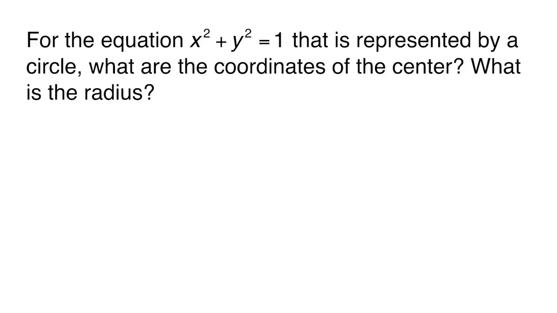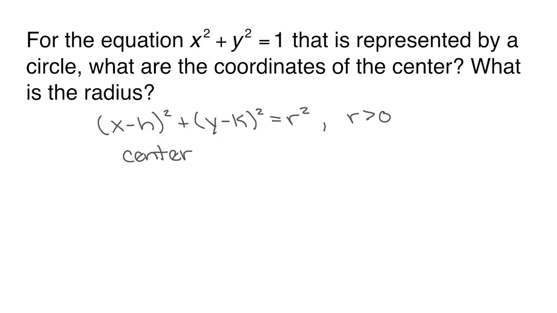A circle is given by the equation (x minus h) squared plus (y minus k) squared is equal to r squared, such that r is greater than 0. Using this general form, the center is the point (h, k), and the radius is equal to r. The equation that we were given is x squared plus y squared equals 1.